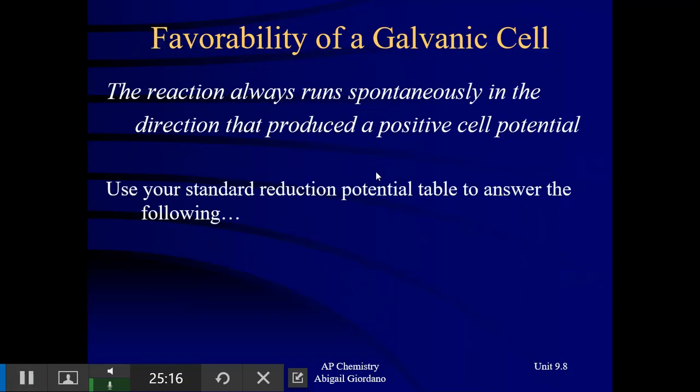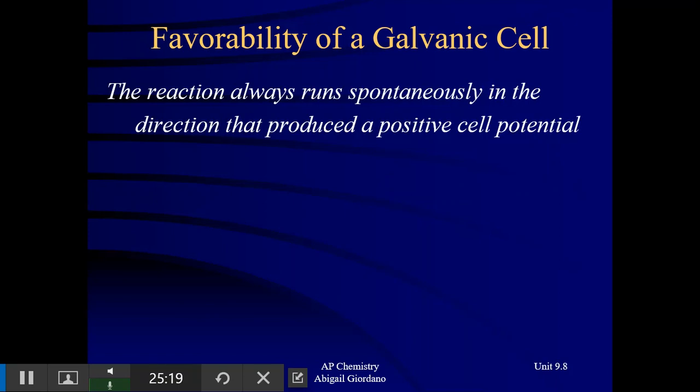Okay, so let me just reinforce something that we've already talked about. A galvanic cell is always going to have a positive cell potential. And let me bring this together with some things we've talked about earlier in Unit 9. A positive cell potential means a galvanic cell that is going to run spontaneously. So if I hook up these two half reactions, I will get current flowing without me having to really do anything. It happens on its own.